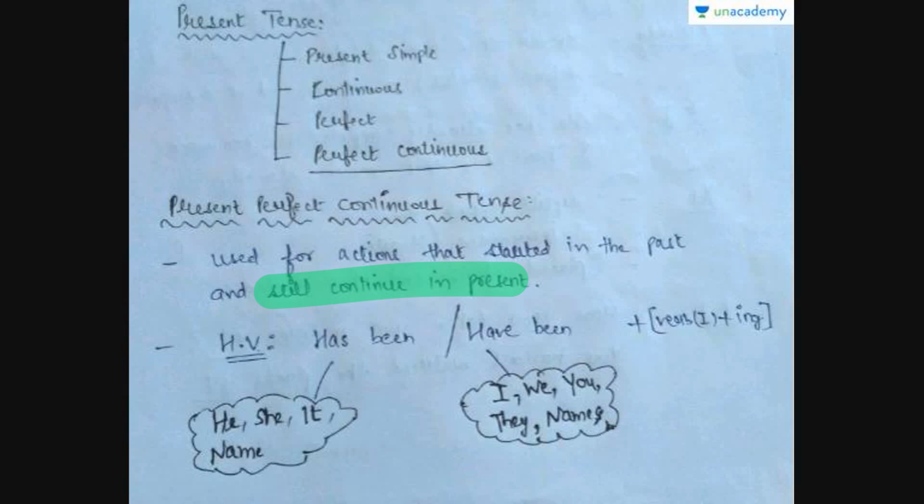Helping verbs used are has been and have been with verb's first form plus ing. Has been is used with singular subjects except I, like he, she, it, and a single name. Have been is used with plural subjects including I, like I, we, you, they, and multiple names in a single sentence.